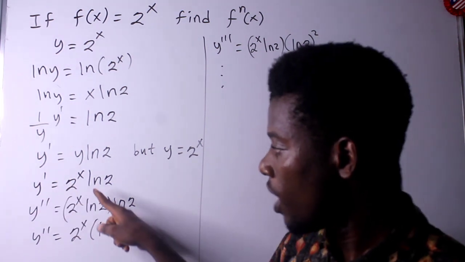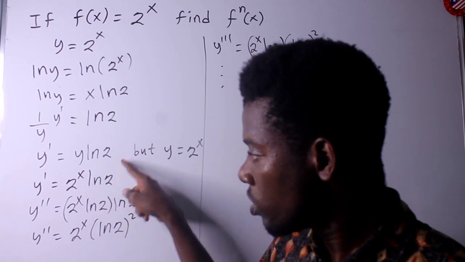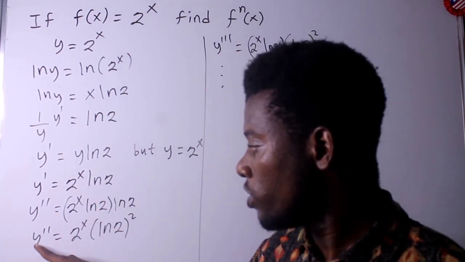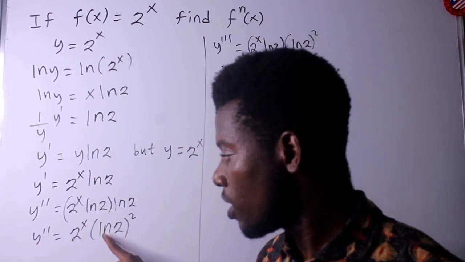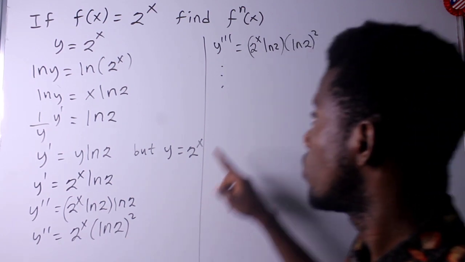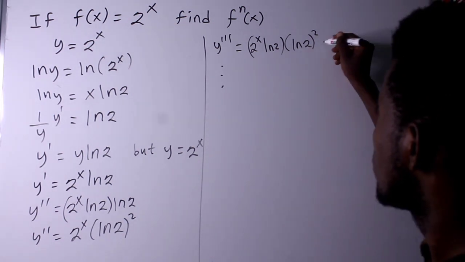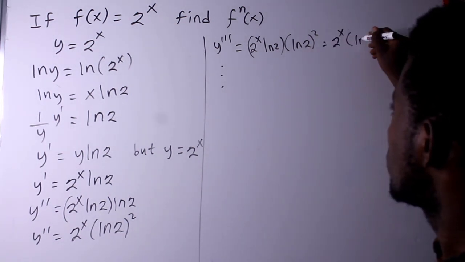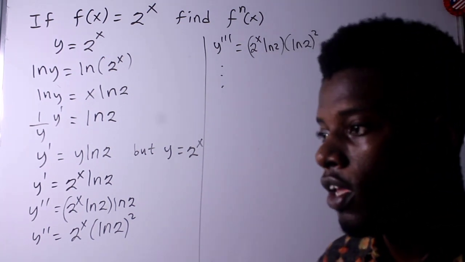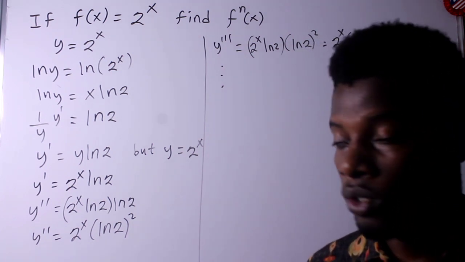For the first derivative, I have 2 raised to the power of x here, and I have ln of 2 raised to the power of 1. For the second derivative, I have the same 2 raised to the power of x, but I have ln of 2 raised to the power of 2. For the third derivative, I have the same 2 raised to the power of x. If I simplify this, I will have 2 raised to the power of x times ln of 2 raised to the power of 3. If I find the fourth derivative, it will be 2 raised to the power of x, times ln of 2 raised to the power of 4, and so on.